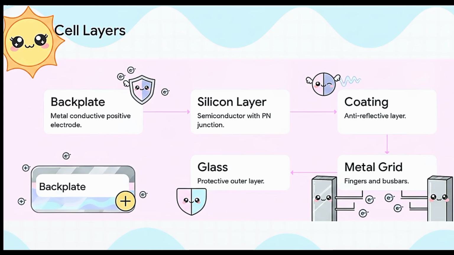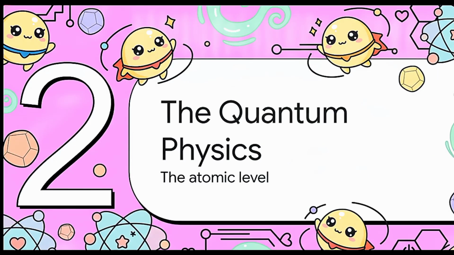Next comes the metal grid: thicker bus bars and these incredibly delicate little metal strips called fingers that literally reach out across the silicon to grab free electrons. Finally, the whole shebang is topped with heavy-duty protective glass to keep it safe from the weather while letting all that good light in. Which brings us to section 2, the quantum physics.